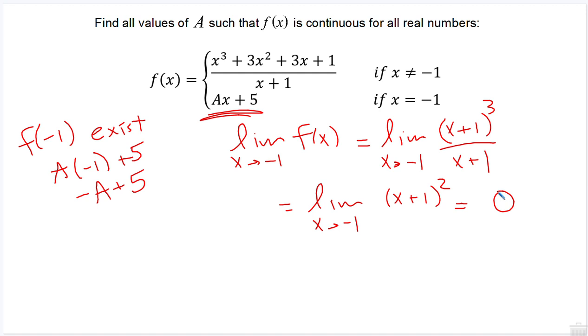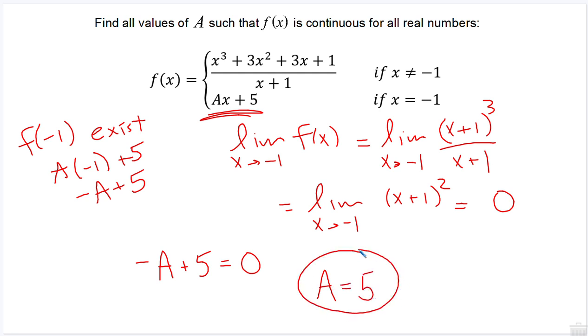Our function exists. We just need the two things to equal each other. So just set negative a plus 5 equal to 0, and you end up with a equals 5, which will make this function continuous for all real numbers.